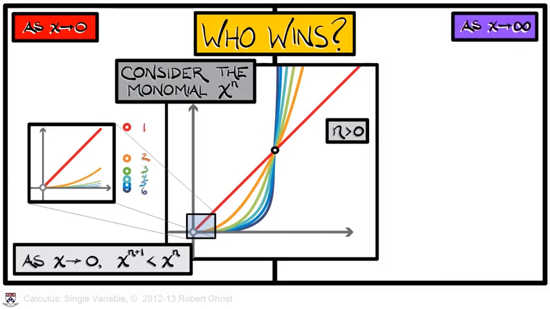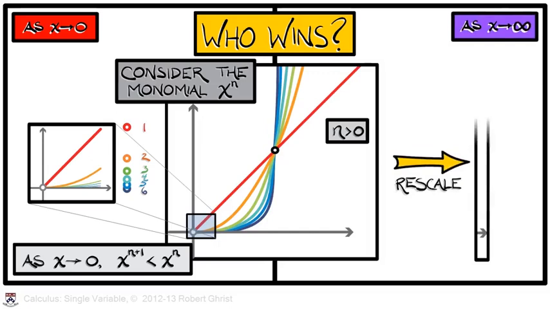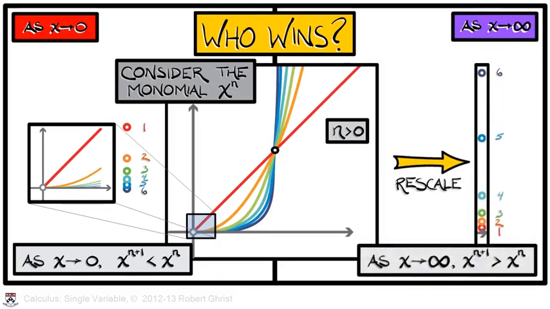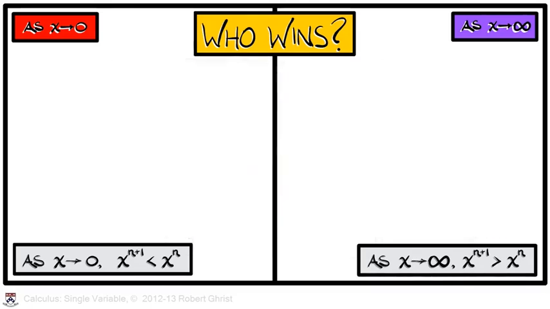That is in contradistinction to what happens as x goes to infinity, where we see that linear growth is much slower than quadratic growth, is much slower than cubic, etc. That is, x to the n plus 1 is bigger than x to the n, as x is getting larger and larger. All right, what are we going to do with that? Well, let's take a look at an example.